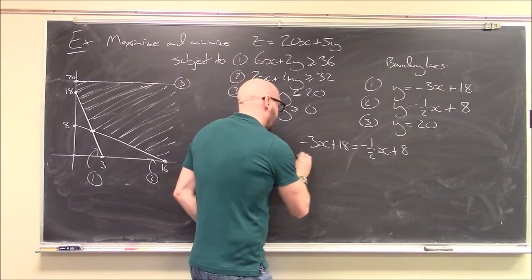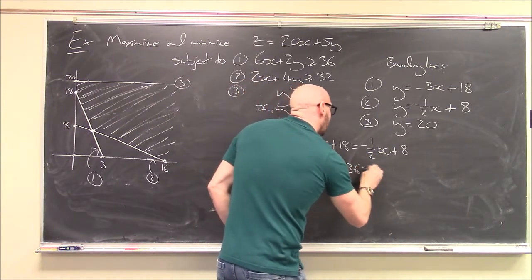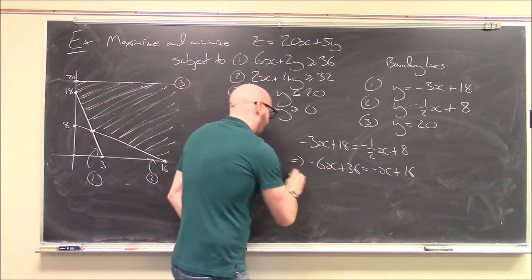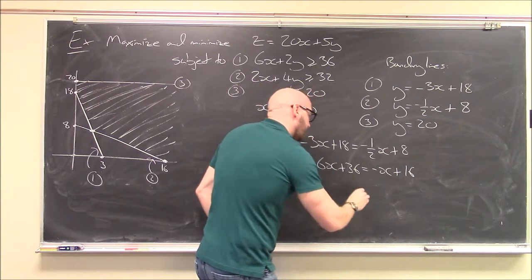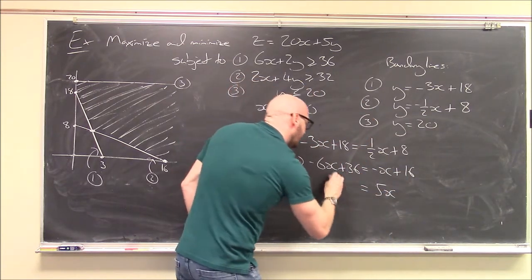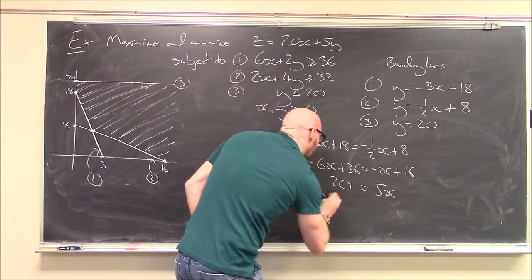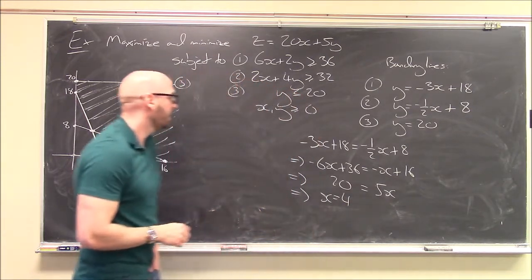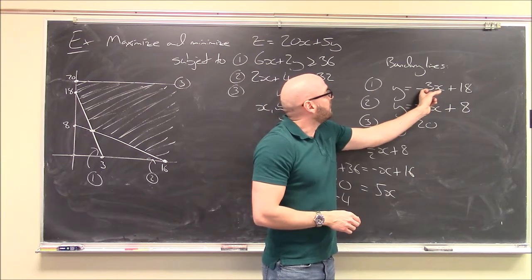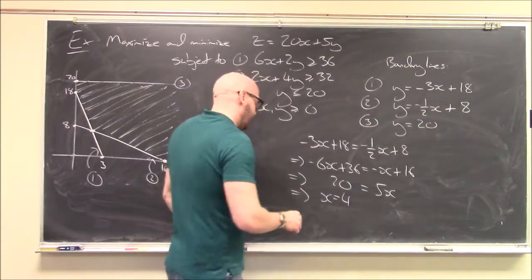We'll solve for x. Probably multiply both sides by 2, so minus 6x plus 36 equals minus x plus 16. Let's add 6x to both sides to get 5x over here. Subtract 16 from both sides to get 20 over here. And this, of course, gives me x is 4. Plugging x equals 4 back into either one of these equations, y is going to be minus 12 plus 18, which is 6.